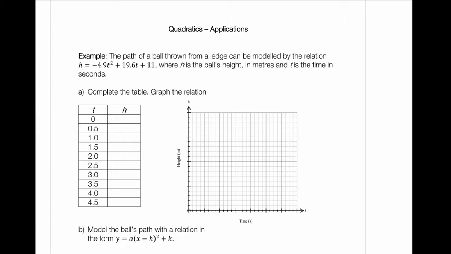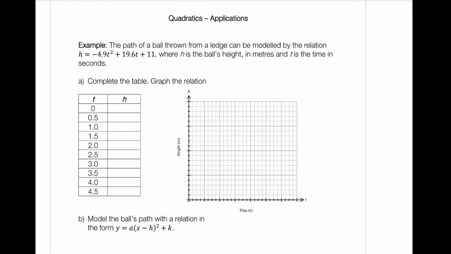So in the first example, the path of a ball thrown from a ledge can be modeled by the relation h equals negative 4.9 t squared plus 19.6 t plus 11, where h is the ball's height in meters and t is the time in seconds. So just some things to remember. I'm going to go through and highlight. h is the height, t is the time, and we have our equation here that relates the two together.